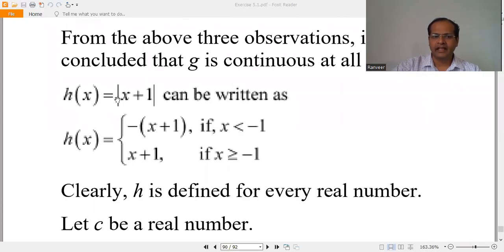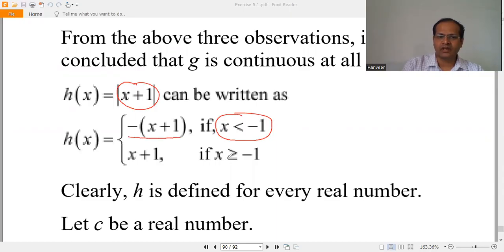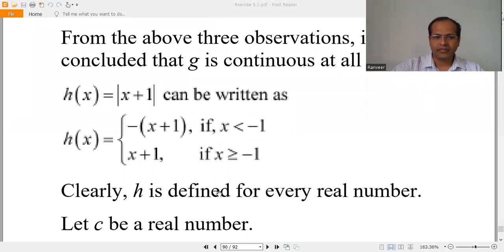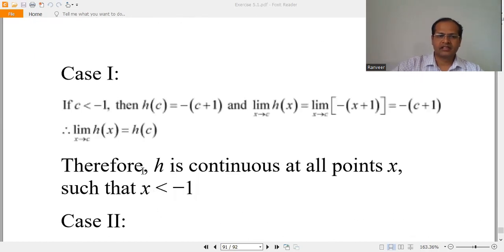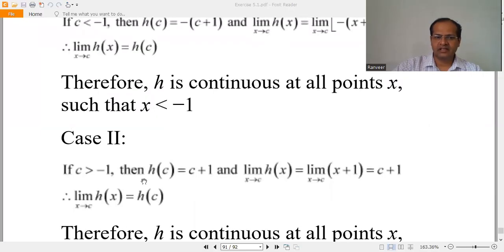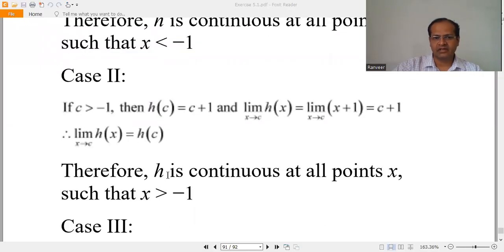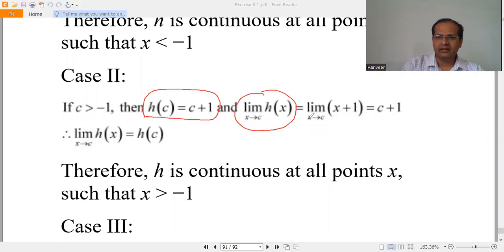Similarly, we have to find out h of x, that is mod x plus 1, and here we want to define x plus 1 equal to 0, so x equal to minus 1. So when x is less than minus 1, this is minus of x plus 1. When x is greater than minus 1, this is x plus 1. So in this way, for c less than minus 1, the function is continuous. For c greater than minus 1, the function is continuous. So we just write this is the value of h of c. After that, as x tends to c, we have to check that both values are the same.